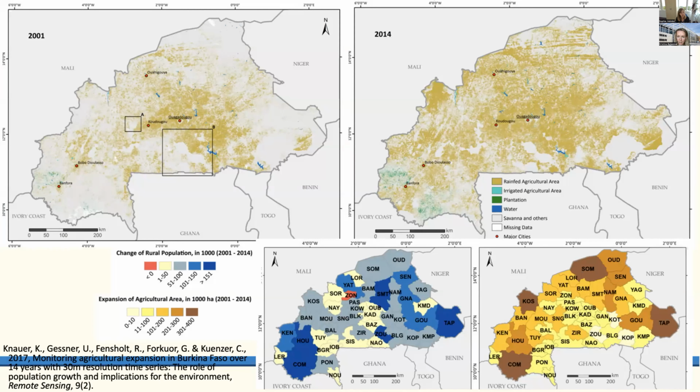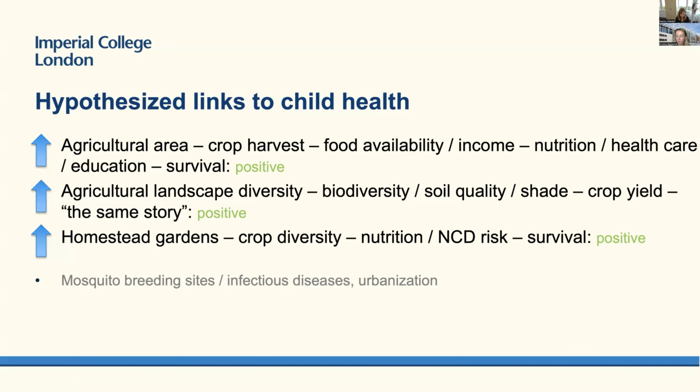So now the question is, how could that affect health? Well, if you expand your agricultural plots, you presumably will be harvesting more crops. Your food availability or income from the sales of harvest may increase. The nutrition subsequently in the family could increase. Your ability to buy healthcare could increase. Education could improve because you can afford it. And hence the survival and nutritional status is likely to improve. So that's one of our hypotheses.